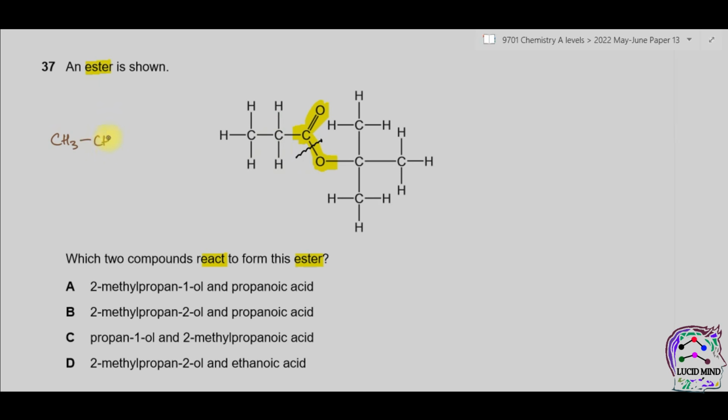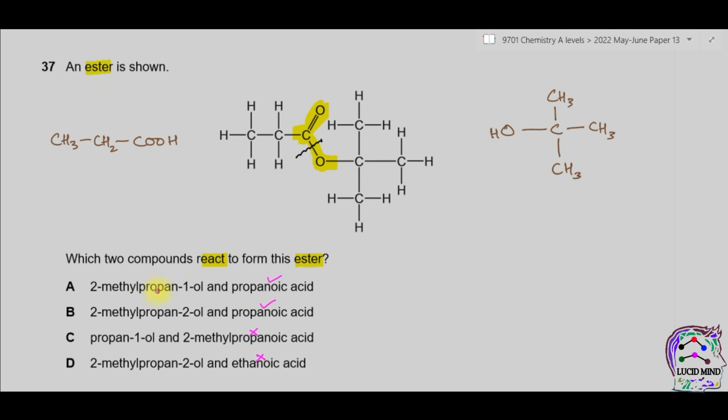CH2, COOH. Second part is alcohol, so we have OH, which is attached to this carbon, and it is attached to 3 CH3s. So we have a 3 carbon carboxylic acid, which is propanoic acid. Let's look into the given answers. We have propanoic acid, this is methyl propanoic, and this is ethanoic.